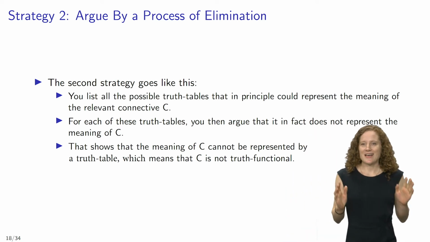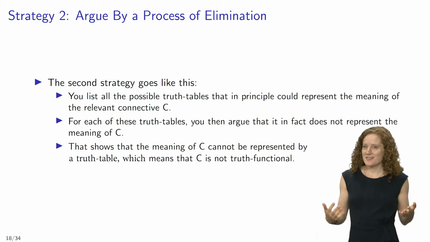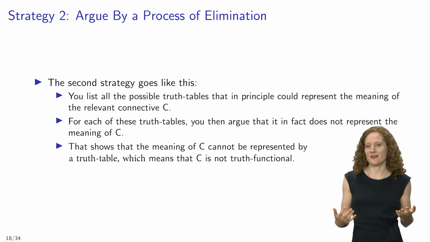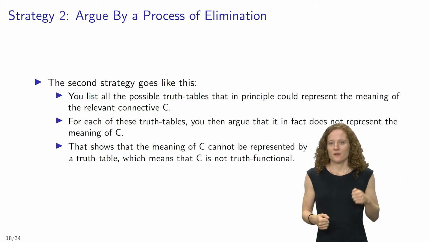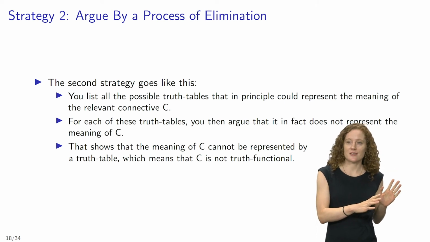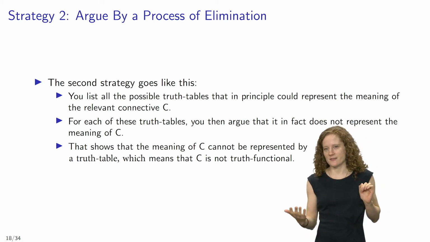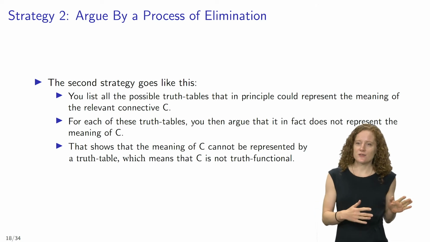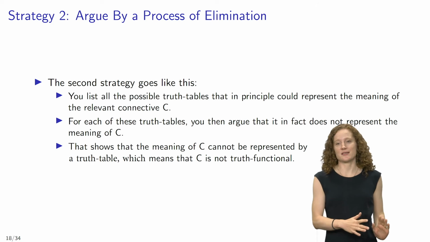Now there's a second strategy that in some cases may work better. The second strategy is, in short, to argue by a process of elimination. And it goes like that. First, you list all the possible truth tables that in principle could represent the meaning of the relevant connective C. Second, for each of these truth tables, you then argue that it in fact does not represent the meaning of C.